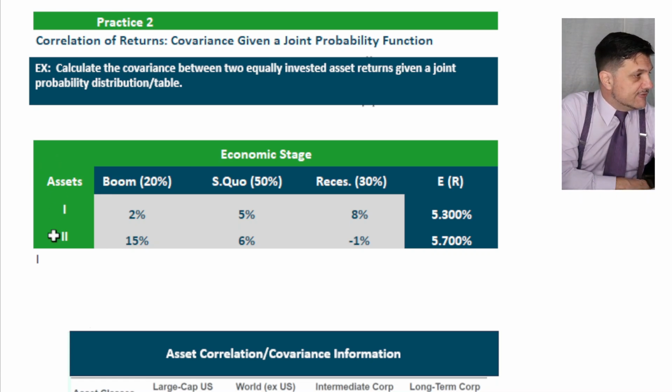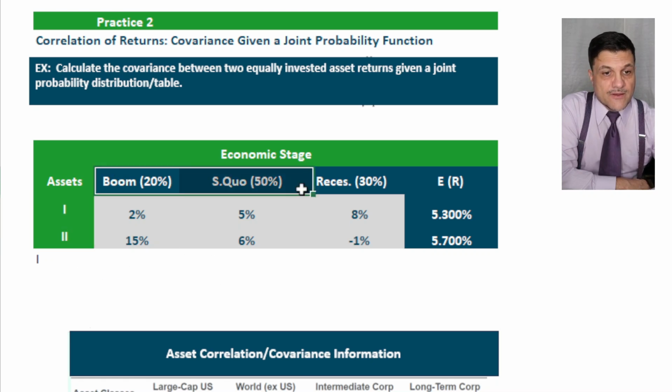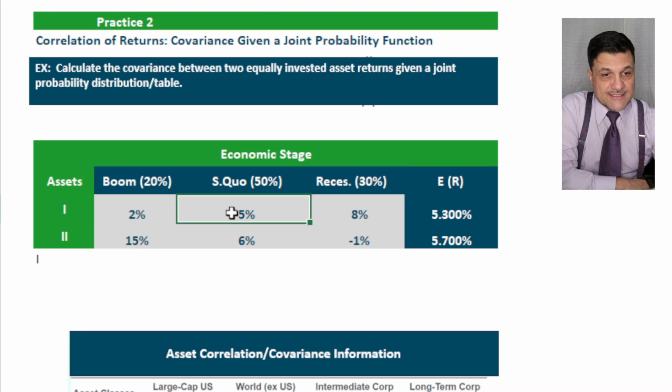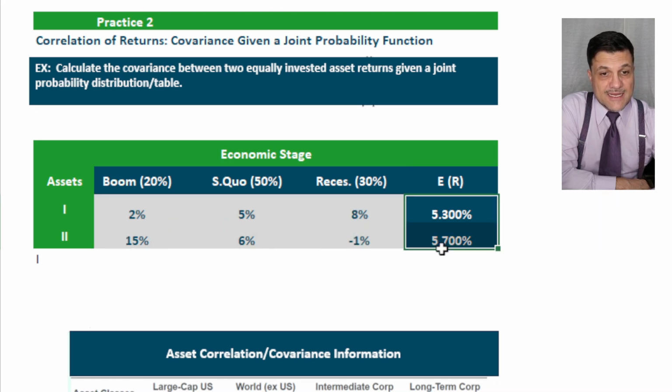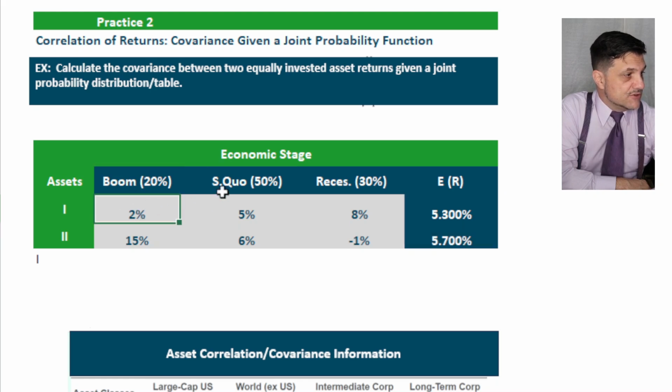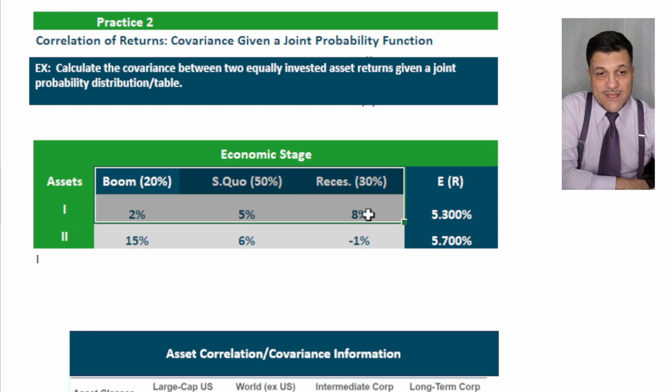So look at that. I have 2 assets here. Don't expect covariance for 3 or 4 assets. There's going to be a maximum of 2 assets, 2 returns, 2 variables, 3 stages and how the assets are going to perform in each stage. With that, I can get the expected return. The expected return is 20% times 2 plus 50% times 5 plus 30% times 8 for asset 1, and similar for asset 2. That's what we call the probability-weighted average.